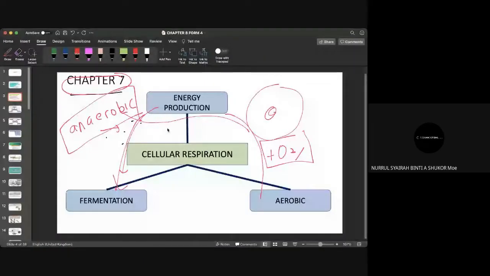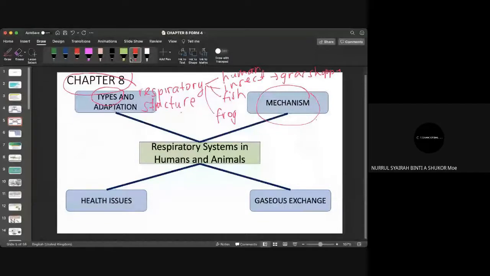So, ini I mengajar tuition ni lupa nak tiga. Alright, so you belajar types and adaptation. So I told you dekat awal-awal ni apa yang you kena adalah moist, thin, large surface area. Alright, kalau dia tak involve inside boleh tambah high in blood capillary. Itu je soalan yang suka tanya.